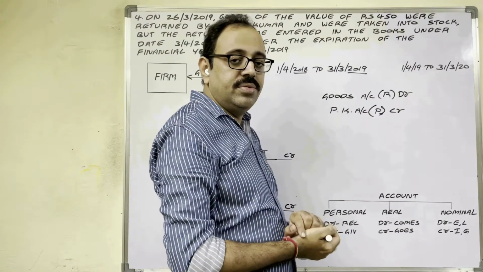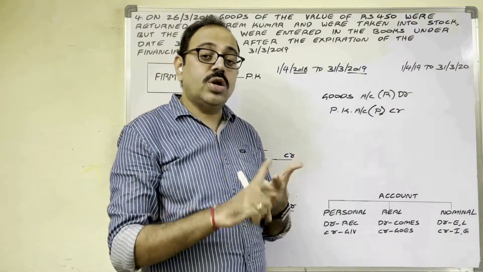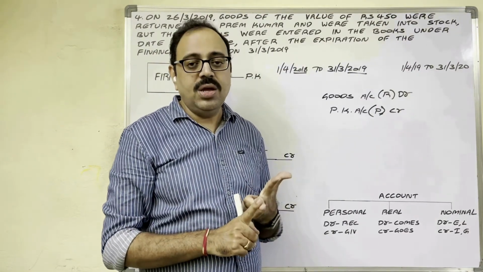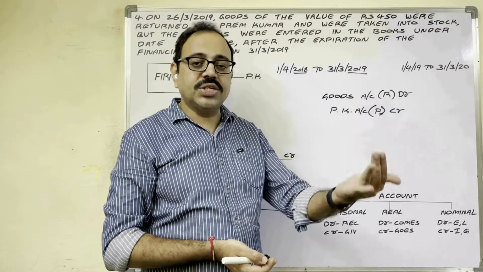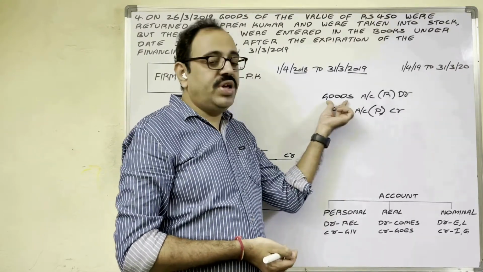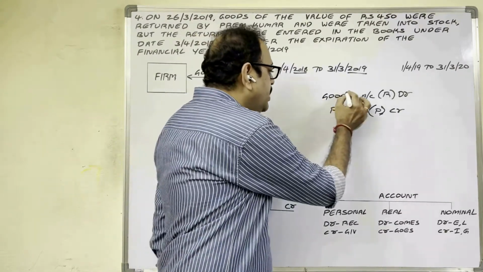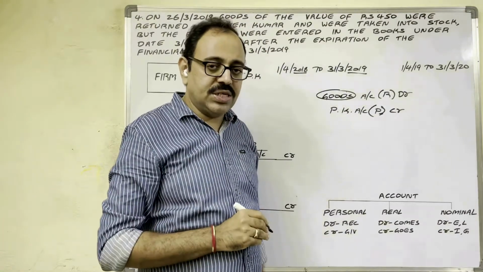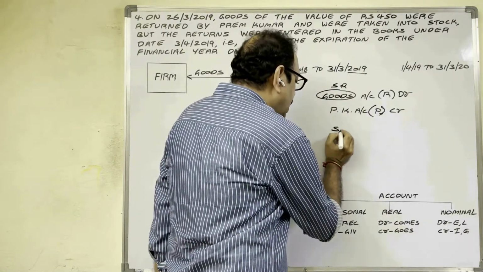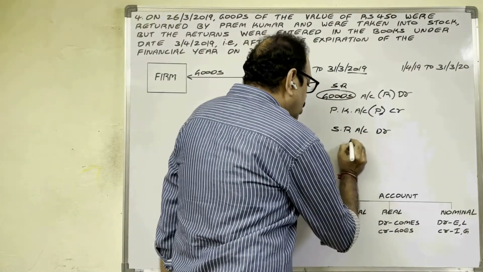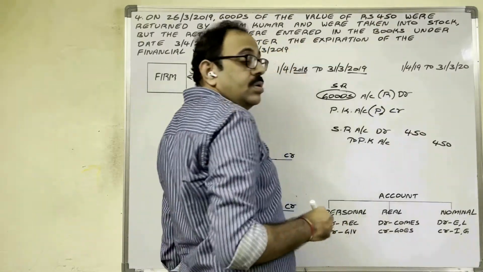Goods word we should not write because goods word comes in 4 cases. When goods are purchased, when goods are sold, when goods are returned by the customer, or when goods are returned by us to the supplier. Means in case of sales returns and in case of purchase returns. If only goods word we write, there is no clarity. So instead of writing goods word, we should write transaction name. This is sales return transaction. Sales returns account. Then final entry is sales returns account debtor to Prem Kumar account. Amount 450.